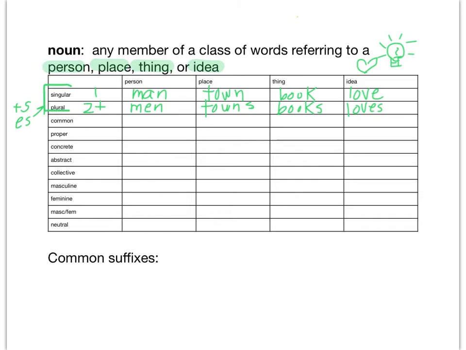The next category for nouns is: is it a common noun or is it a proper noun? A common noun is just a general term for a person, a place, a thing, or an idea. So I'm going to use the nouns that I put under singular and plural. A common person noun would be man. However, proper means that man needs to have a name. So common is just the general term for that person. Proper means what is his name, and we'll call him John.